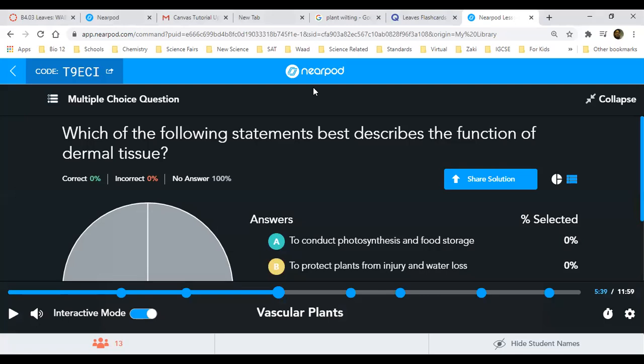All right, somebody made a good decision. No. Bad decision. Good. 50-50. Good and bad together. All right, let's see the answers. The correct answer is B. It is to protect the plants from injury and water loss. That is the dermis's job. No C options, boys. Let's go to continue.